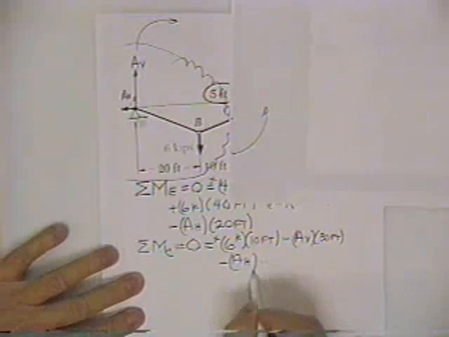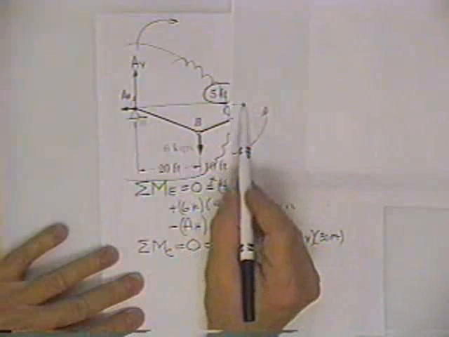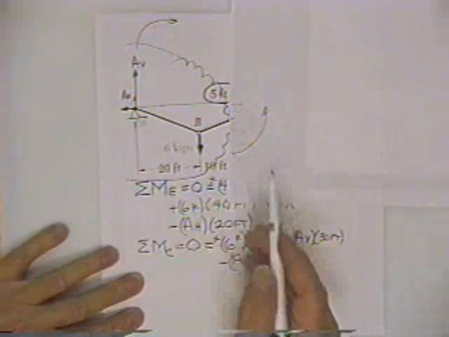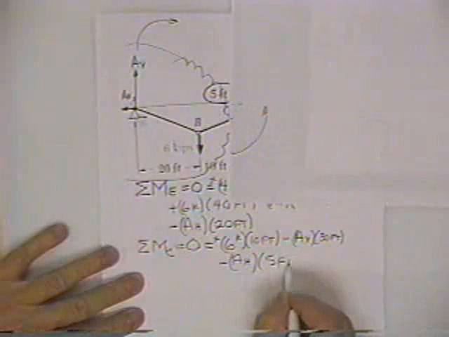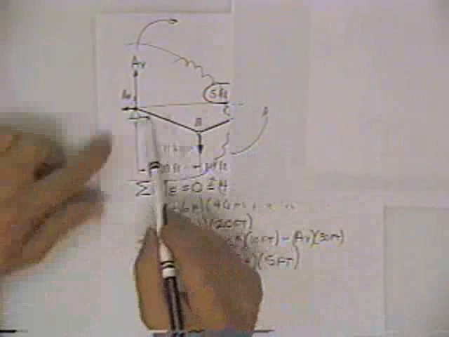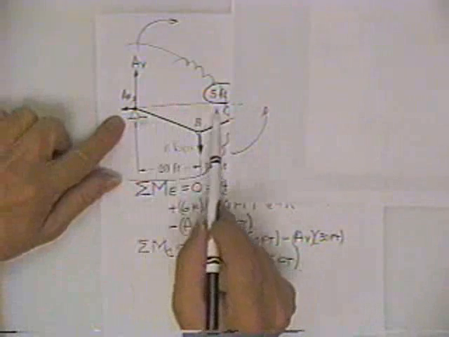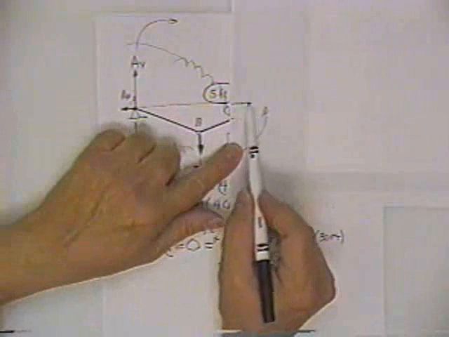Down first, A horizontal. His moment arm, he is 5 feet away. So the moment arm is 5 feet. Now let me see which way he's going to roll. I drag him back here until he gets to this point right here.